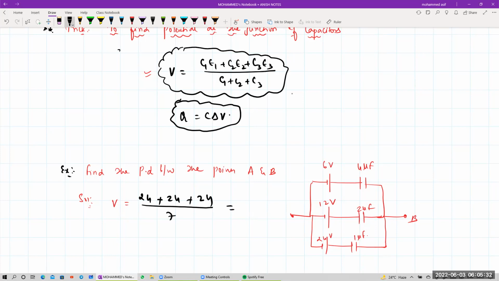So 24 plus 24 plus 24 is 72. 72 divided by 7 will be 10.3.